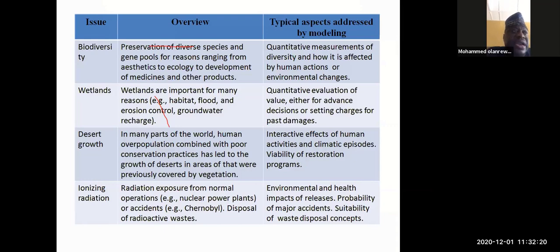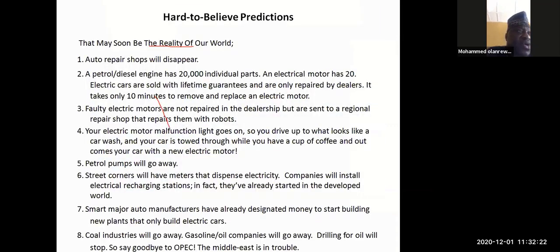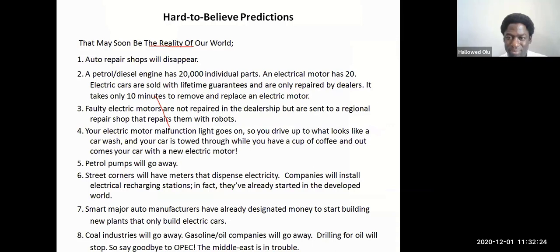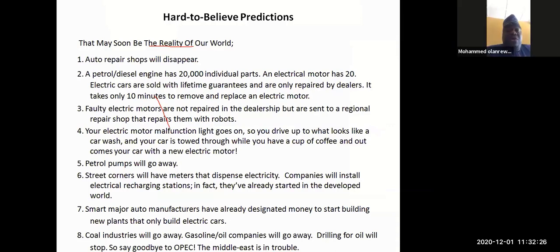Okay. Let me just, since I'm going to round up now, I'm happy, and we must equally welcome the Dean of Faculty of Information and Communication, Professor Rashid Jim. He is a professor of computer, and some of the things I want to talk about is, what are those things that may soon be the reality of our world?